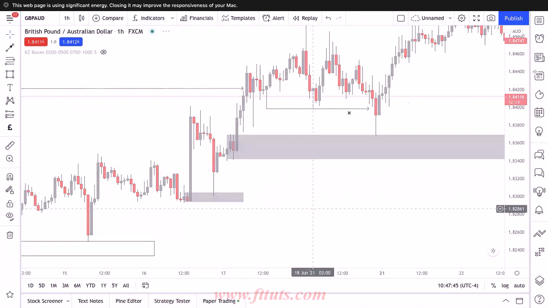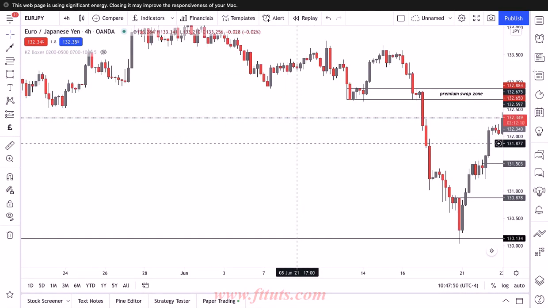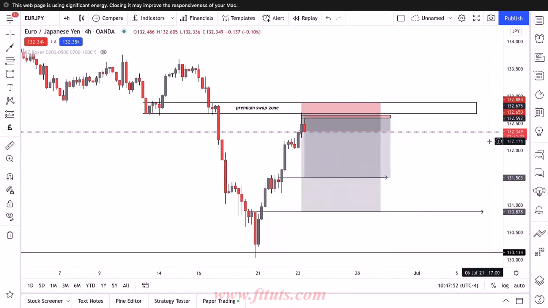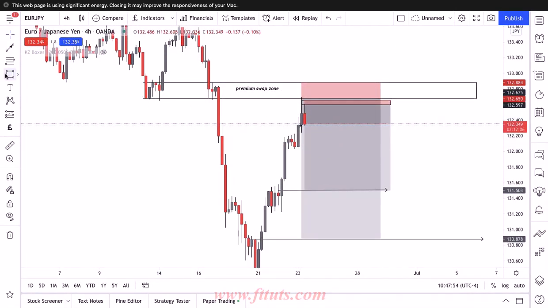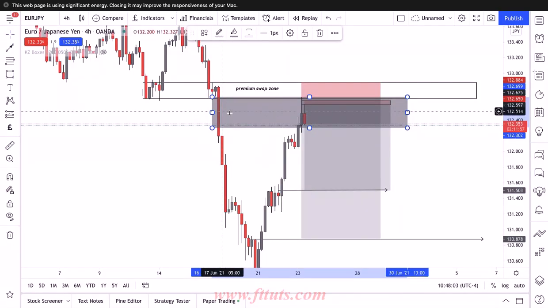Let's see if I can find you guys more examples. Euro JPY. Perfect. I'm currently in this trade right now. Now look at this. This wick here and this wick there. They don't meet. What is that? Imbalance. So we now know price will pull back to fill in that imbalance.